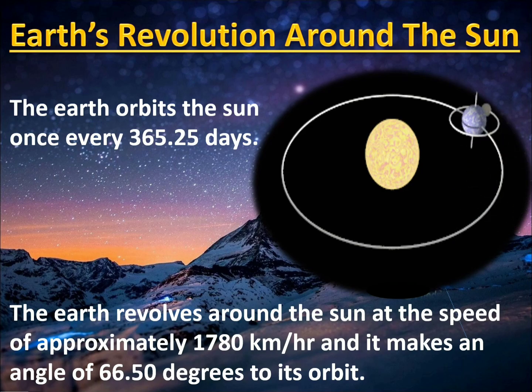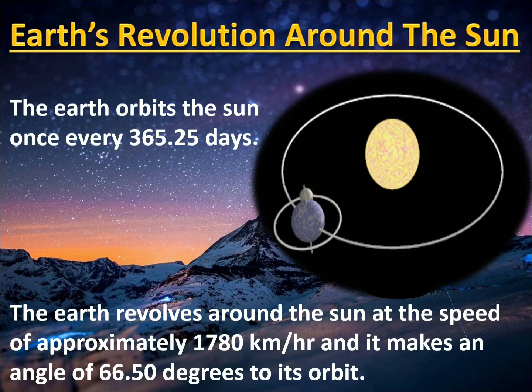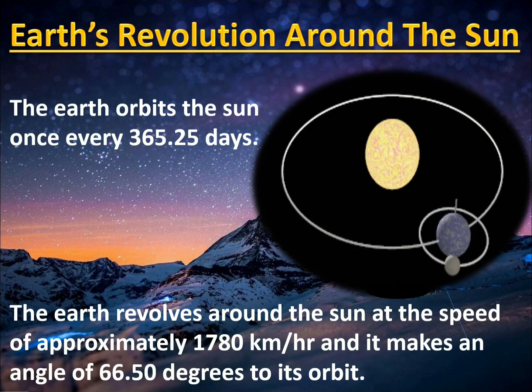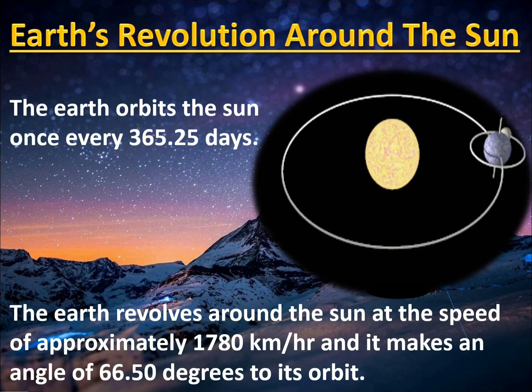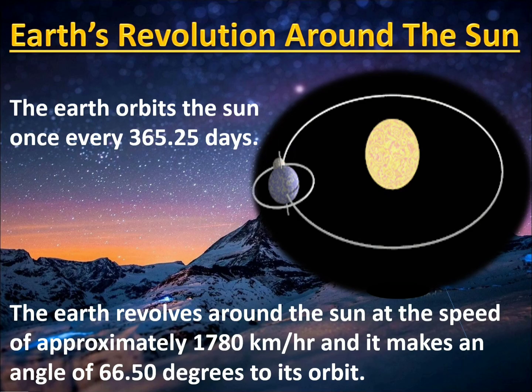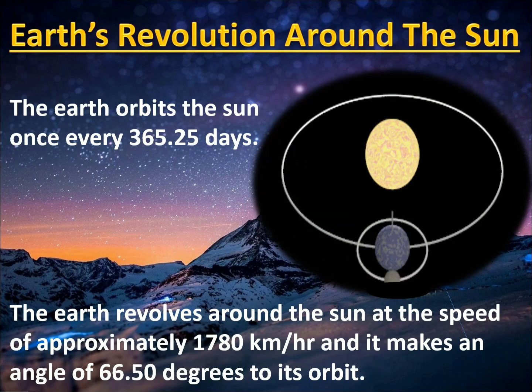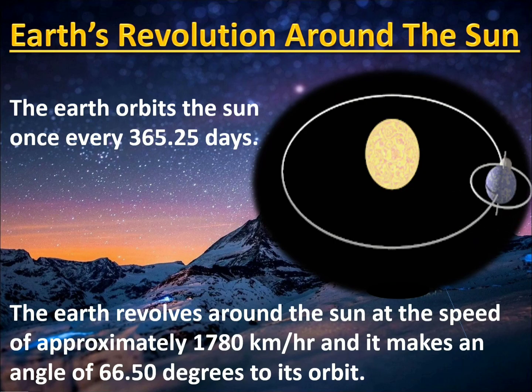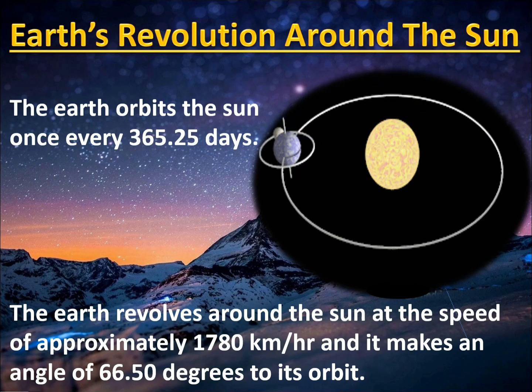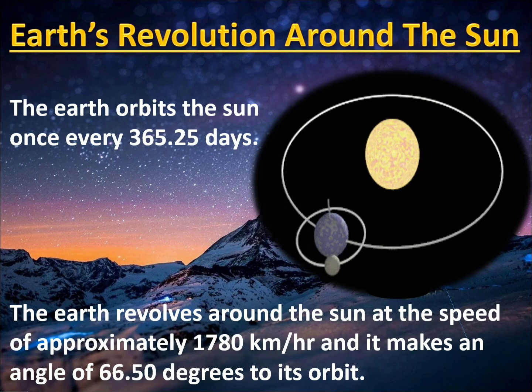So the Earth takes 365.25 days to complete one revolution. The Earth revolves around the Sun at the speed of approximately 1780 kilometers per hour, and it makes an angle of 66.50 degrees to its orbit.